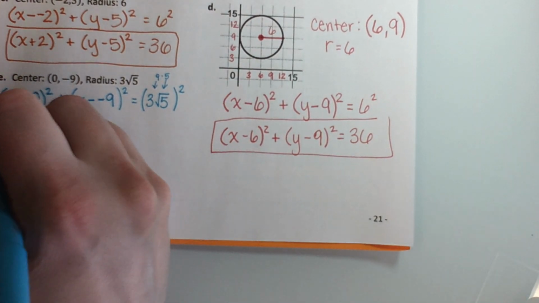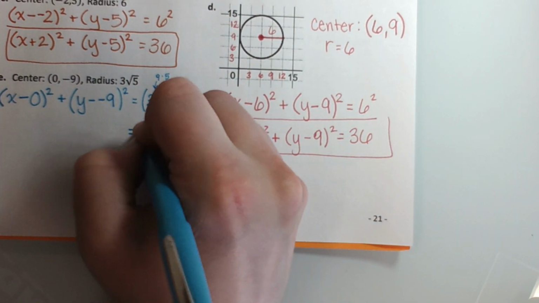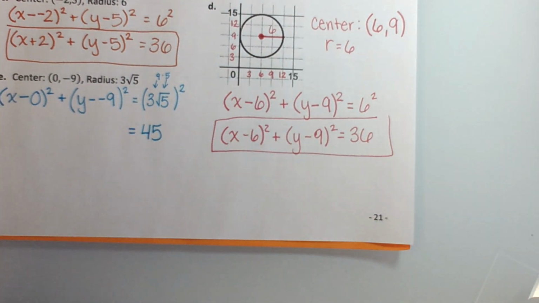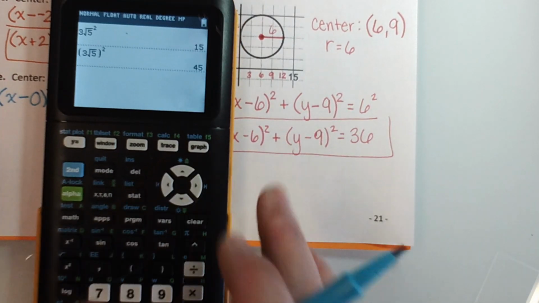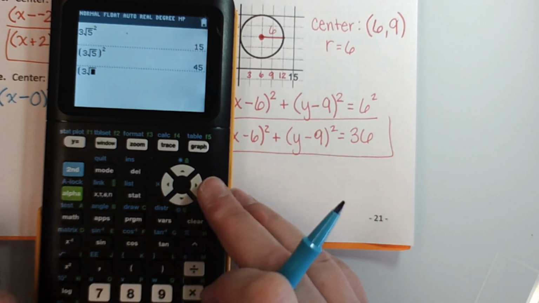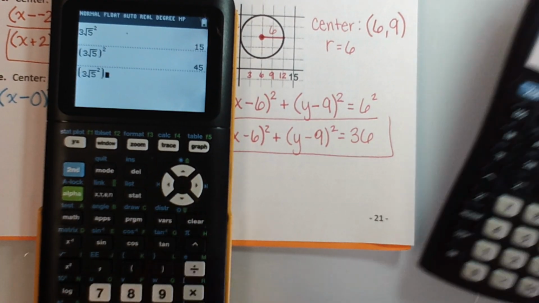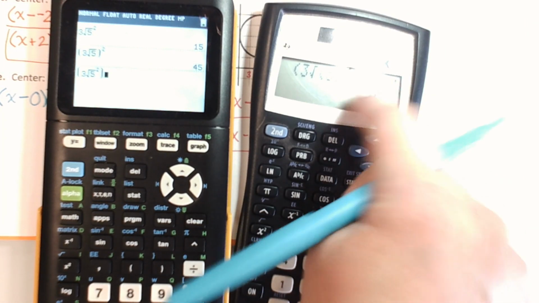45. I still got 15. Did you put the parentheses in? Yeah. Did you close the parentheses before you put the squared on? I don't know what that means. If you put the squared here, you got problems. There's your problem.